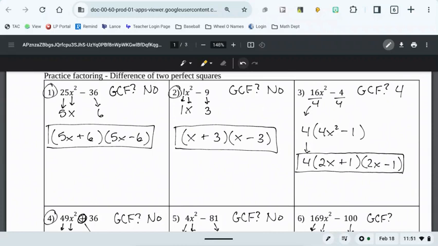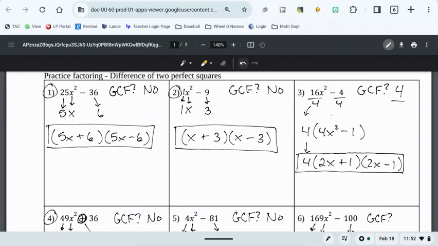Okay, let's go ahead and take a look at number 3. So if you did this one real quick, you might not have noticed that we do have a GCF of 4. Now you could have factored it without doing the GCF, but then you would have had a GCF within those binomials, so you would have had to factor out the GCF later. So it's always good to check for that GCF first to get it over with and take care of that business right away.